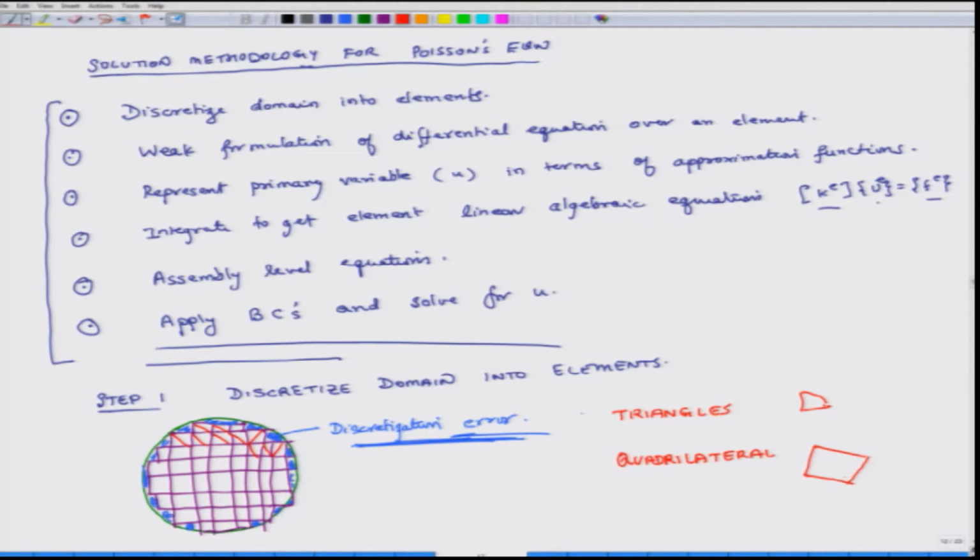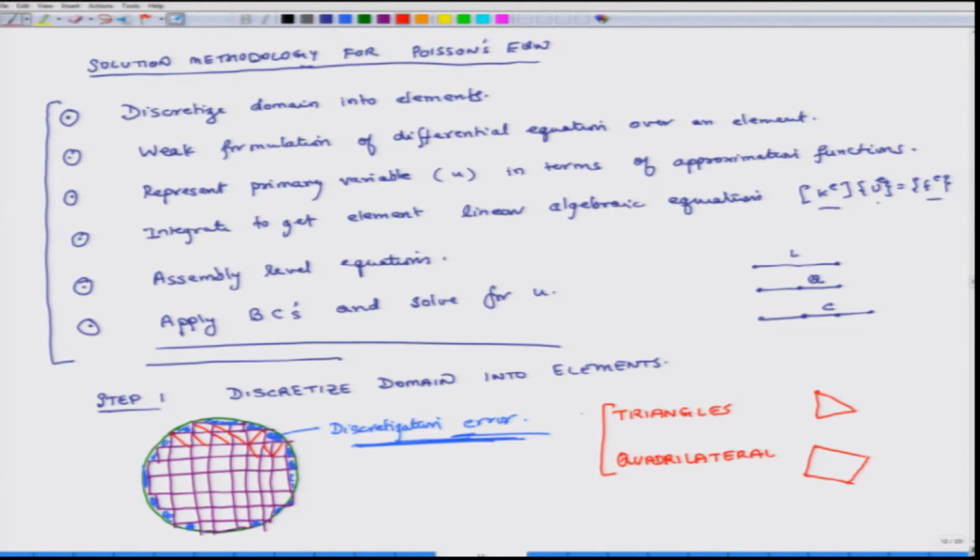Or a quadrilateral. So, we can use either only triangles or only quadrilaterals or a combination of those to discretize the domain. These triangles and quadrilaterals. So, in a 1D problem, we could have a 2-noded linear element, this is a linear element, or a 3-noded quadratic element, or a 4-noded cubic element, and so on and so forth.